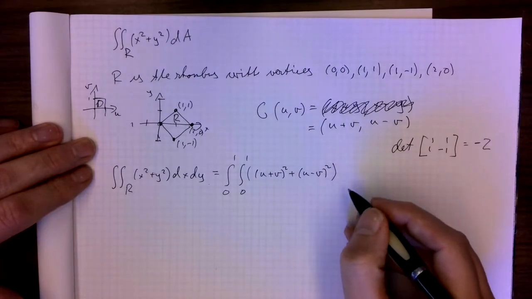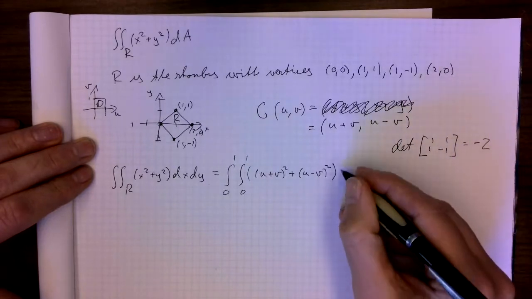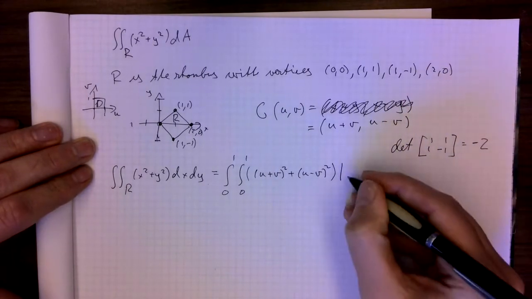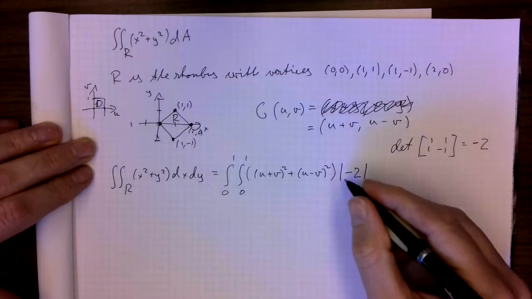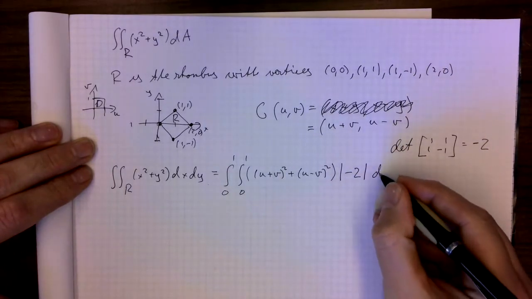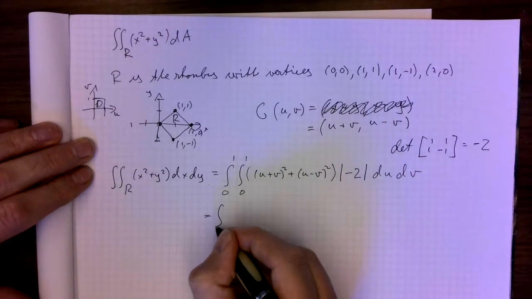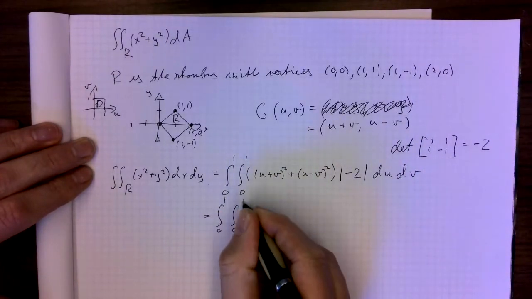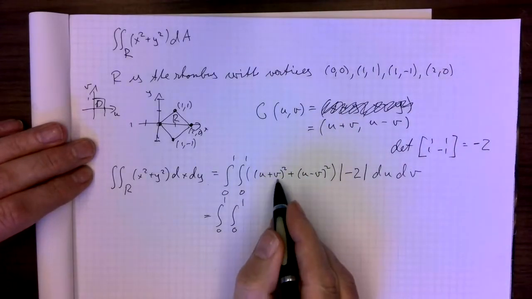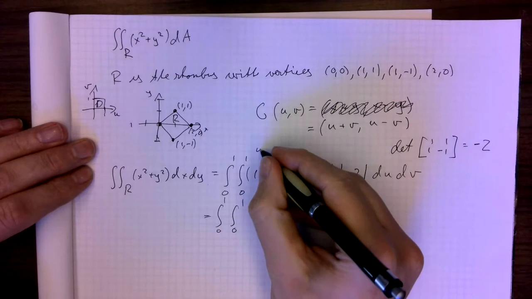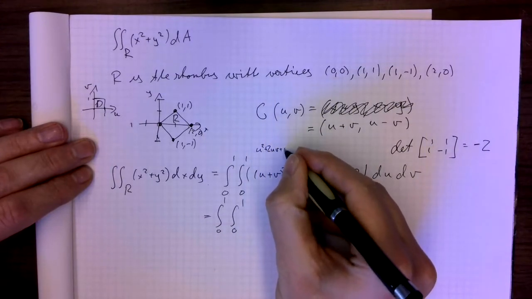Now, if I have dx dy, so now over here I should have the absolute value of this. So the absolute value of minus 2, that's just 2 du dv, right? And so this is 0 to 1, 0 to 1. What is (u plus v) squared? It's going to be u squared plus 2uv plus v squared, right?